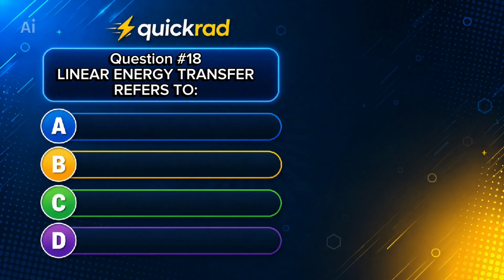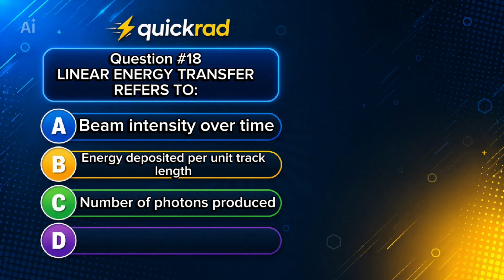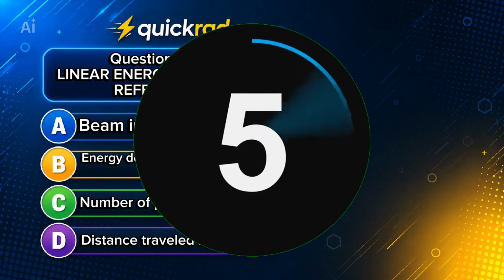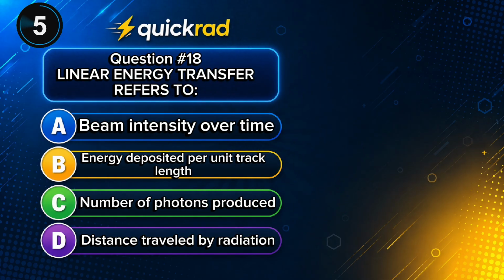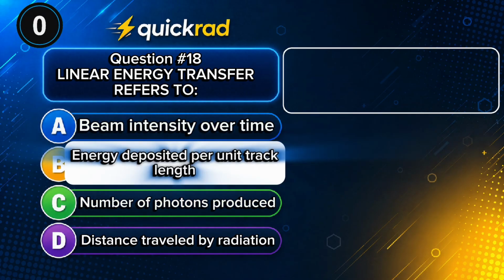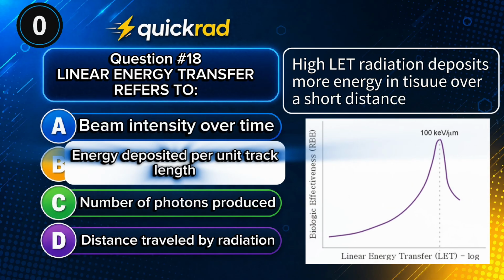Question 18. Linear energy transfer refers to. Correct answer B. Energy deposited per unit track length. High LET radiation deposits more energy in tissue over a short distance.